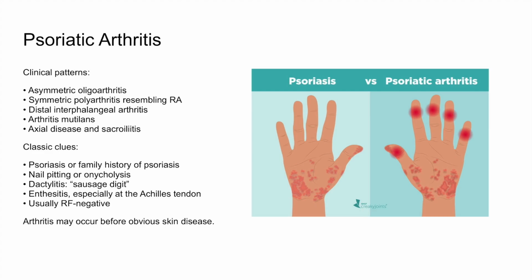So involvement of the distal interphalangeal joints alongside nail disease is particularly suggestive of psoriatic arthritis, but most patients are rheumatoid factor negative, although a positive result does not absolutely exclude the diagnosis. Importantly, the arthritis may occasionally develop before obvious skin lesions, so the scalp, umbilicus, gluteal cleft, and nails should be examined carefully for subtle psoriasis.